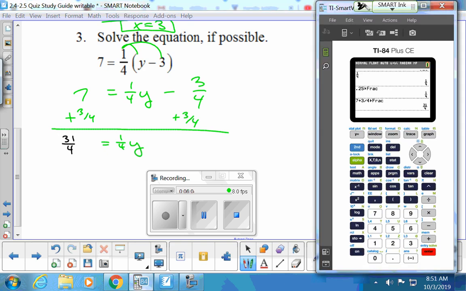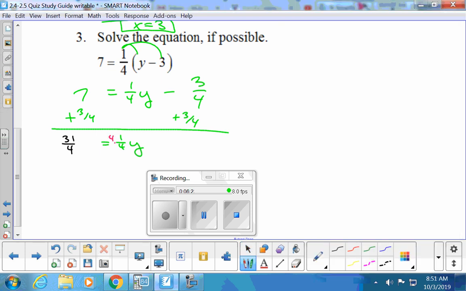Well, I'm okay with decimals if they're not yucky long decimals. If it's like 1.5, I'm okay. But what is 31 divided by 4? Oh, okay, I'd be okay with 7.75. Yeah, you just don't want it to be rounded. And then my last step is get rid of the 1/4, so we're going to multiply by the reciprocal of 4 over 1. I believe that answers 31, because the 4's cancel.